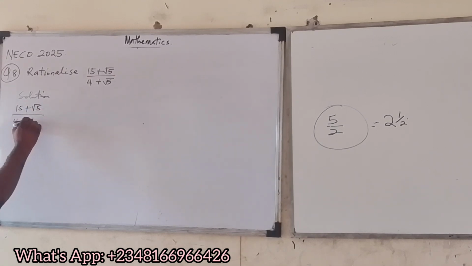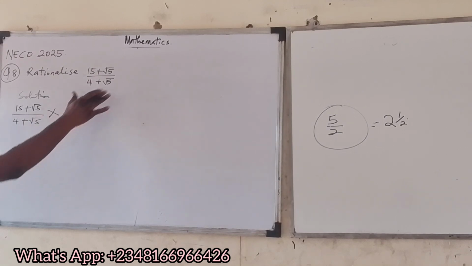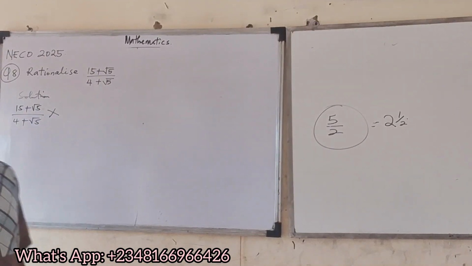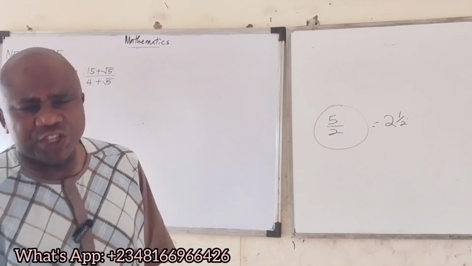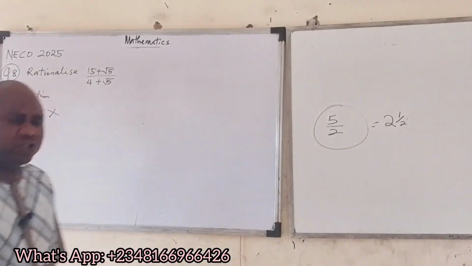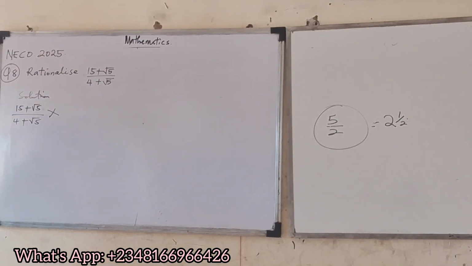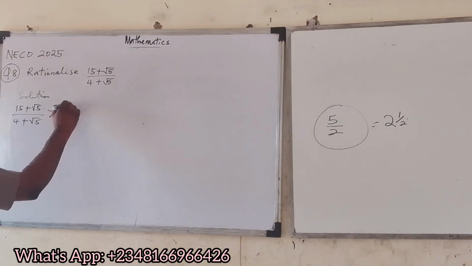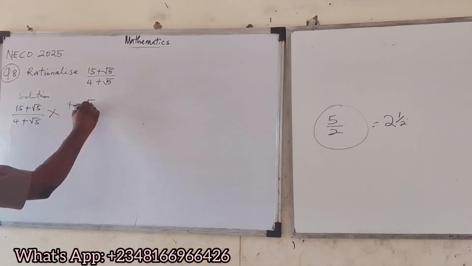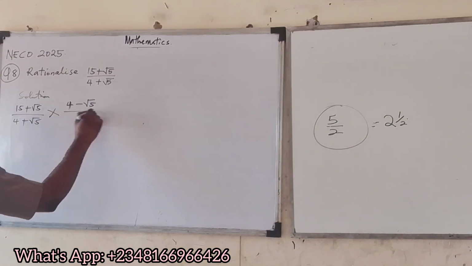all over 4 plus root 5 by the conjugate of the denominator. In other words, you can call this the conjugation of the surd. So here you multiply it by 4 minus root 5, all over 4 minus root 5.